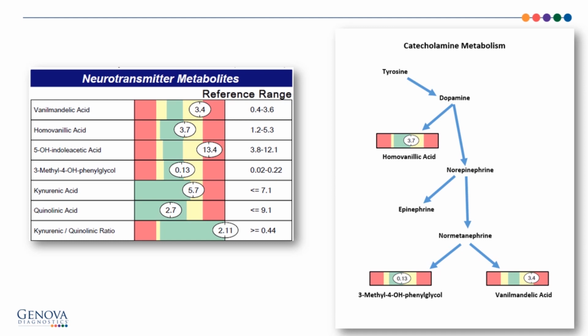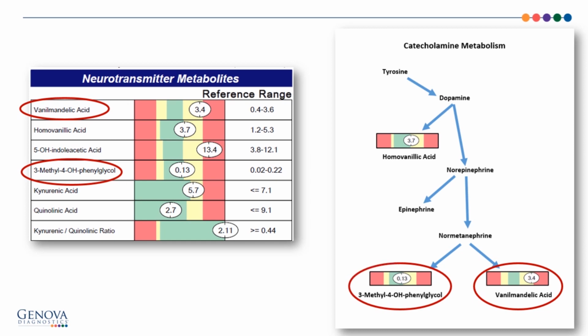When I'm doing consults on the phone for this, often I have doctors asking me, what are those various pathways? Do you have a chart? Well, I've heard you out there asking, and so I did create this catecholamine metabolism chart on the right. On the left, we're looking at the neurotransmitter metabolites. We measure homovanillic acid, vinylmandelic acid, as well as 3-methyl-4-hydroxyphenylglycol.